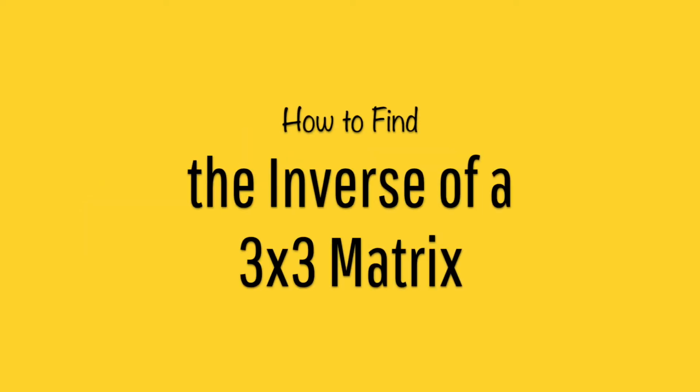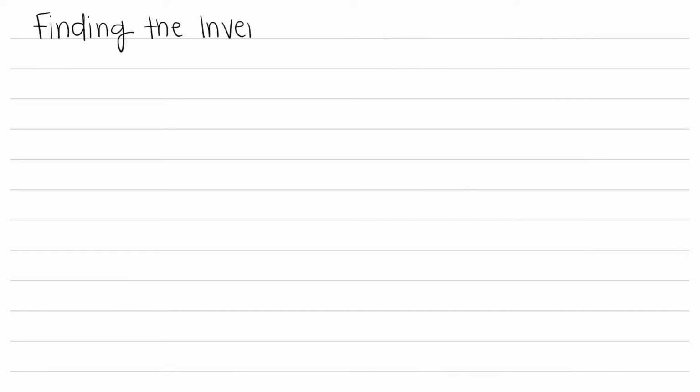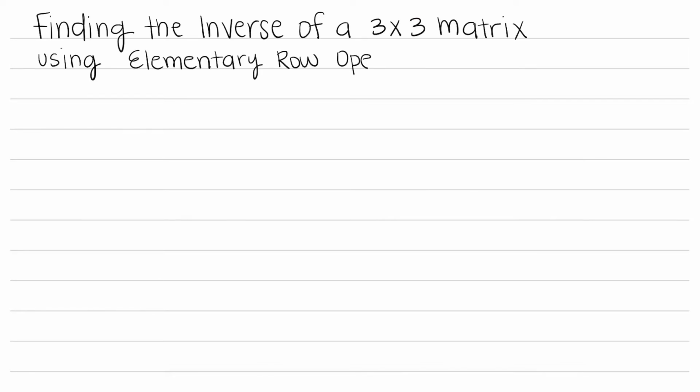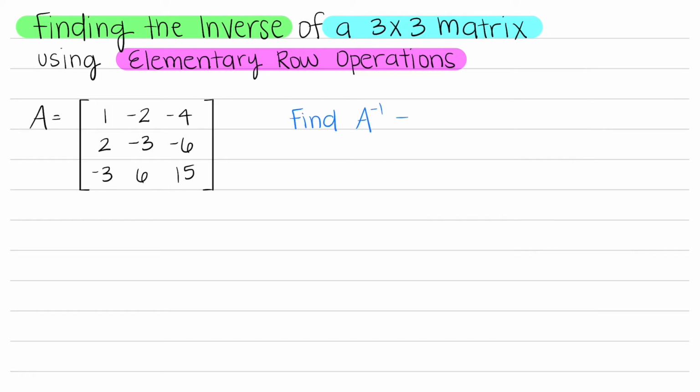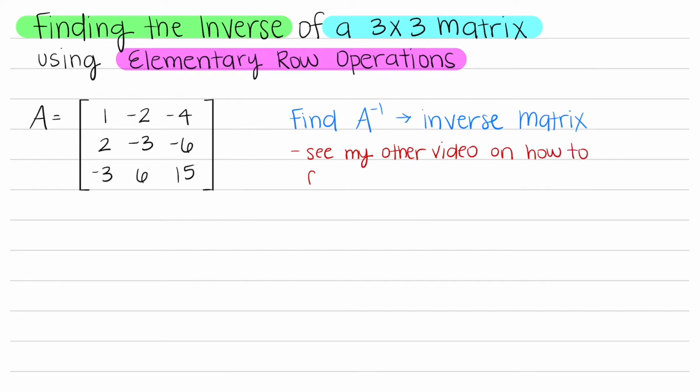In this video, I'm going to show you how to find the inverse of a 3x3 matrix using elementary row operations. So we're given matrix A: 1, -2, -4, 2, -3, -6, -3, 6, 15. Let's find the inverse matrix. If you want to know how to find the inverse of a 2x2 matrix, check out my other video in the link above on the right.